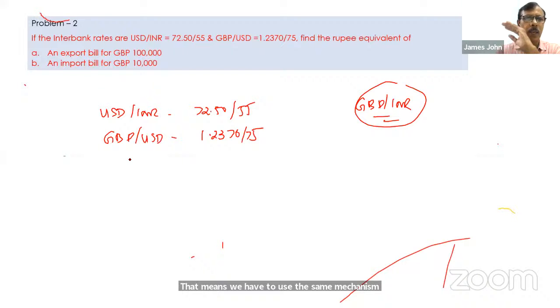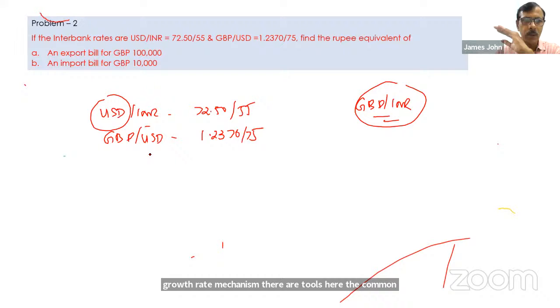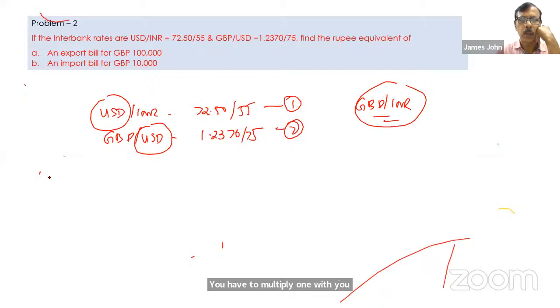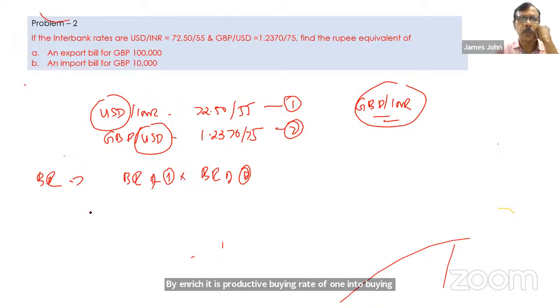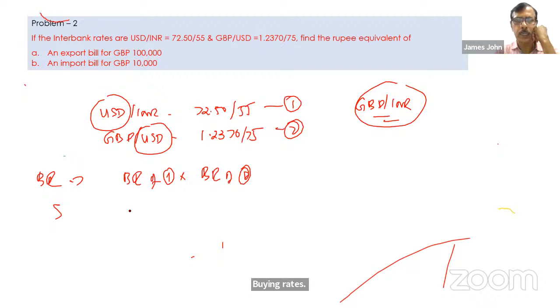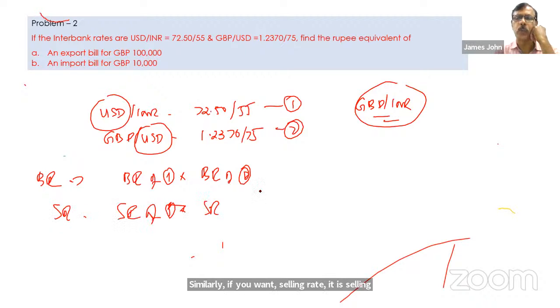In the cross rate mechanism, there are 2 rules. Here, the common currency is the dollar. It is on the opposite side. When the common currency is on the opposite side, to get GBP INR, you have to multiply 1 with 2. If you want buying rates, it is the buying rate of 1 into the buying rate of 2. Similarly, if you want the selling rate, it is the selling rate of 1 into the selling rate of 2.